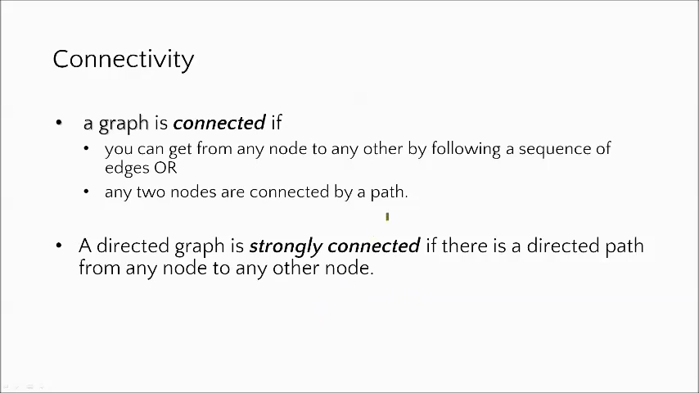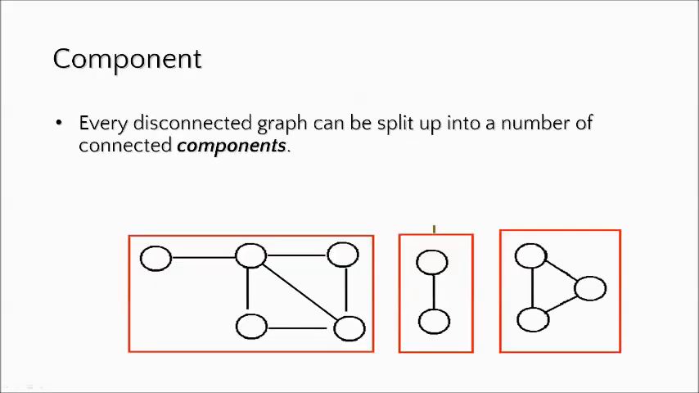So, connectivity. A graph is connected if you can get from any node to any other by following a sequence of edges, or any two nodes are connected by a path. A directed graph is strongly connected if there is a directed path from one node to any other node. Every disconnected graph can be split up into a number of connected components. As shown on the screen, you have a disconnected graph here.